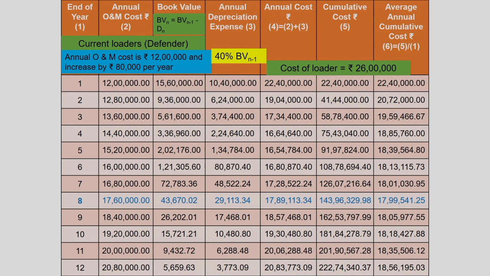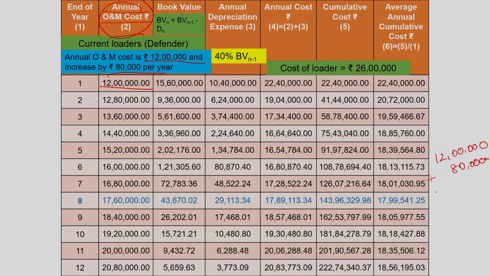Firstly, we are going to work out the cost associated with the current loaders of the Defender. The annual operating and maintenance cost is given. For the first year it is 12 lakh, and thereafter it increases by 80,000 every year. So let us work out the annual operating and maintenance cost for the current loaders. The first year it is 12 lakh. After that it increases by 80,000.